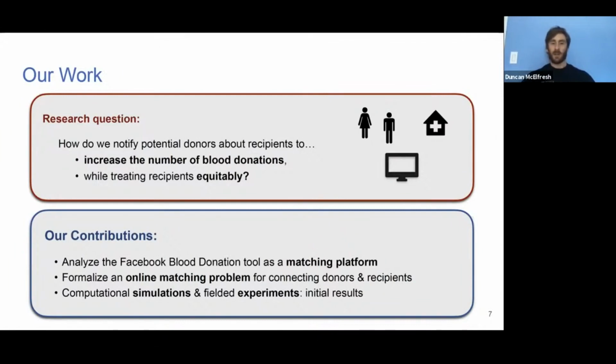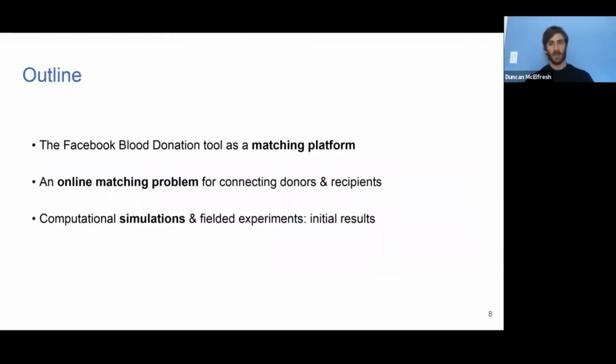Our contributions that I'm going to present today are, we first analyzed the Facebook blood donation tool, which is one of these online web apps. We analyzed this as a matching platform. Then we formalize a corresponding online matching problem for notifying donors. And then I'm going to show you some initial simulations and experiments that we've run to test this. So just a brief outline. I'm going to start by talking about our matching platform, the Facebook blood donation tool.